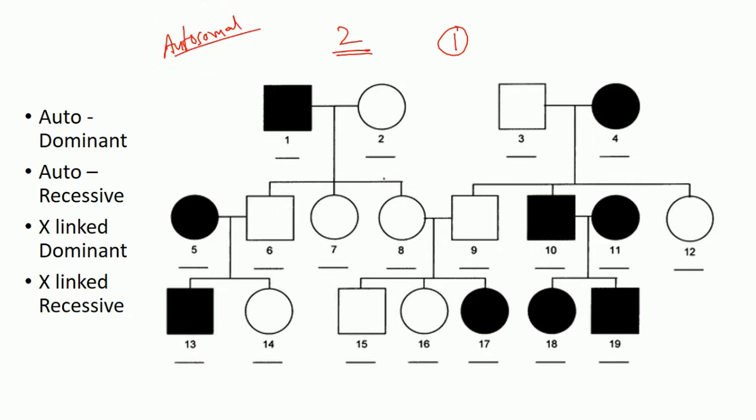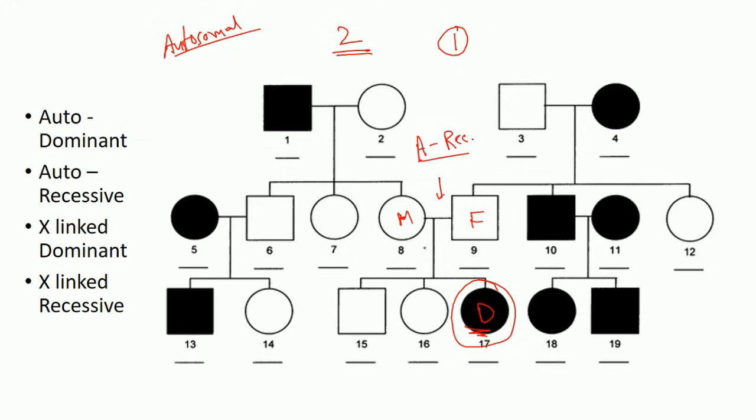Now let's look at another thing. Here if you see very carefully, you will find neither mother nor father is affected. None of them are affected. But one of their children is affected. What does that mean? The parents don't have the disease, but the children have the disease. The only way it's possible is if the disease is following an autosomal recessive trait, isn't it?